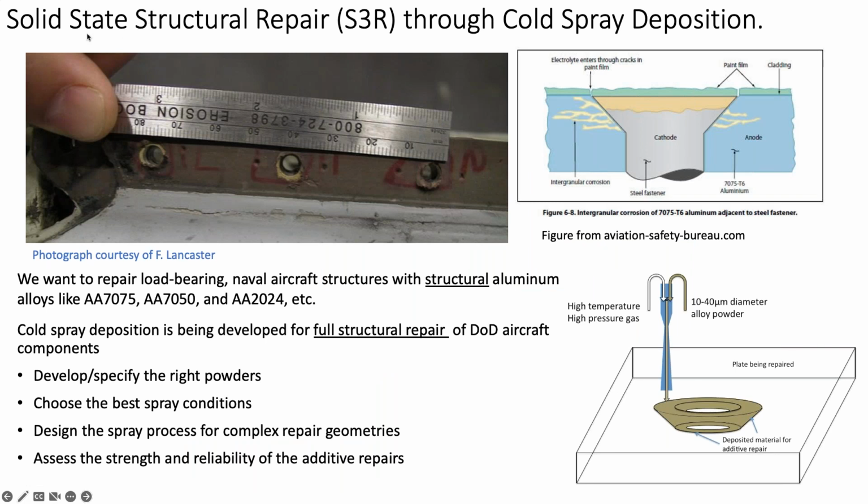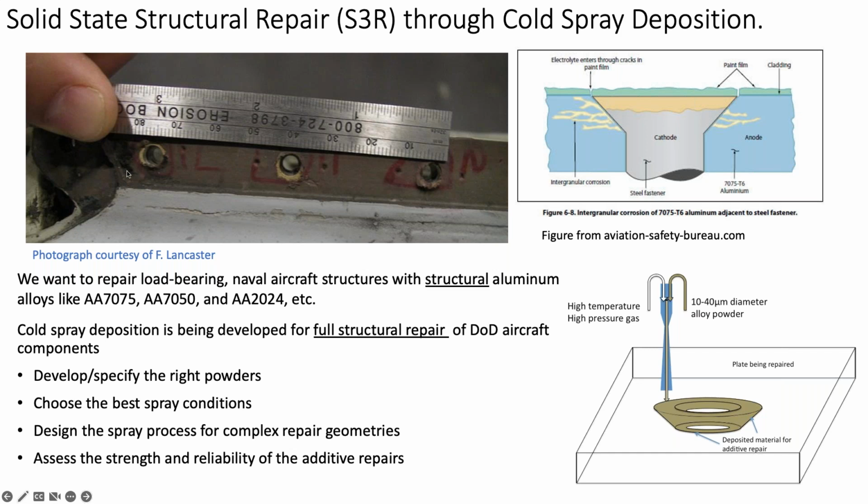We're actually trying to move. There's a very large program on solid state structural repair. What I showed you before is called dimensional repair. You're just trying to replace missing material. Now we're trying to replace missing material, but we're trying to take structural or mechanical loading credit for it. There are a number of things you need to consider in terms of what kind of powders you're using, obviously what kind of spray conditions, what kind of geometries, and then we spend a lot of time looking at the strength and reliability.